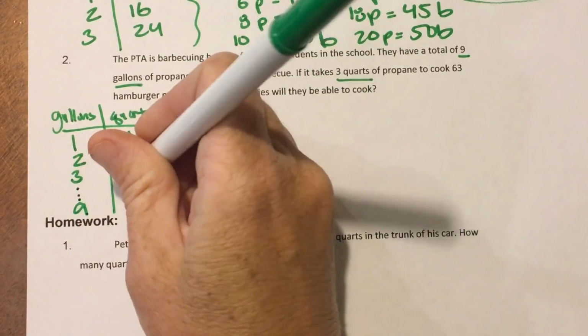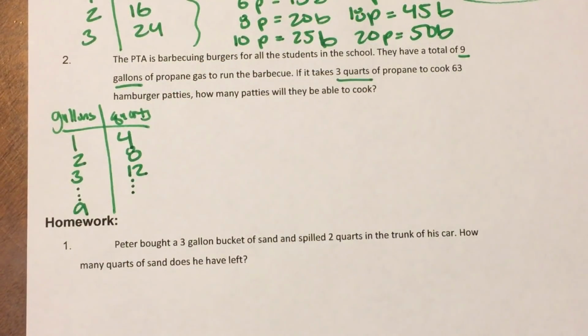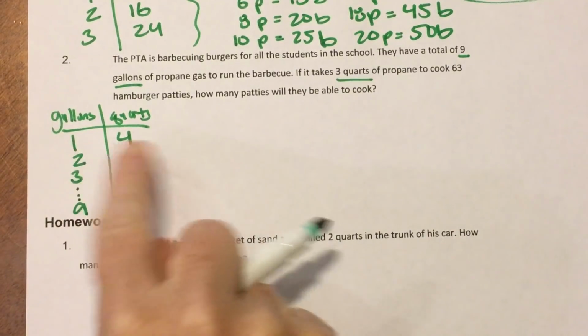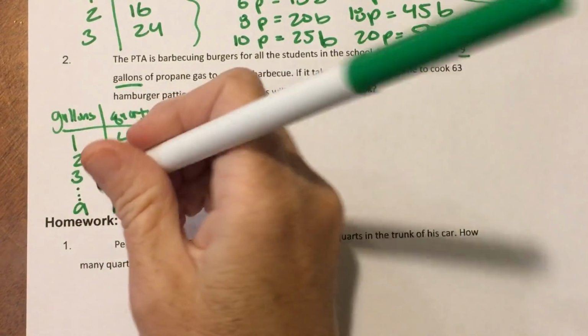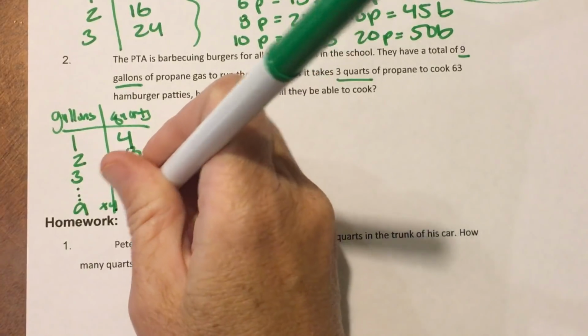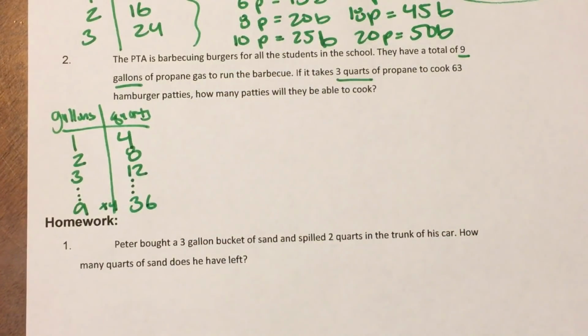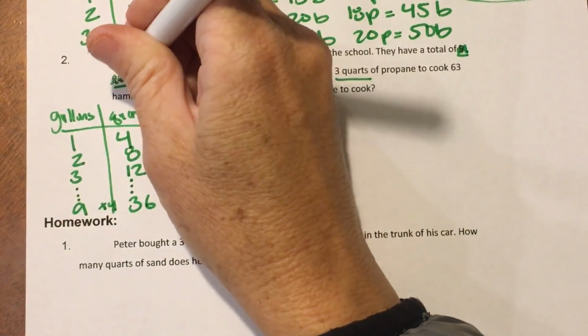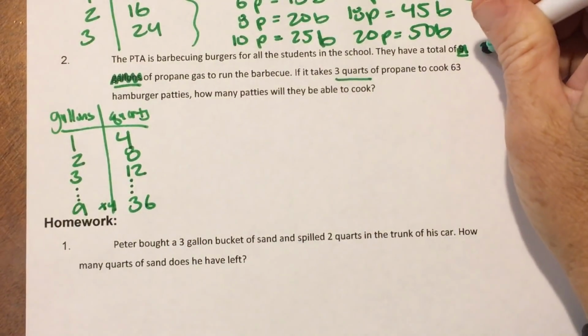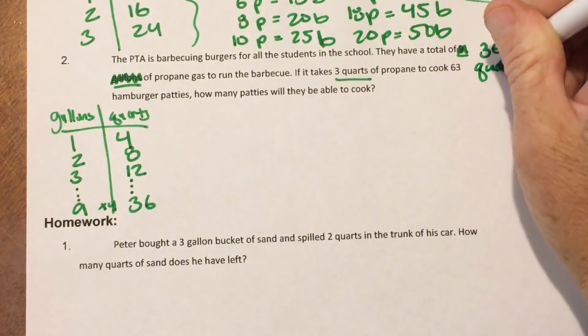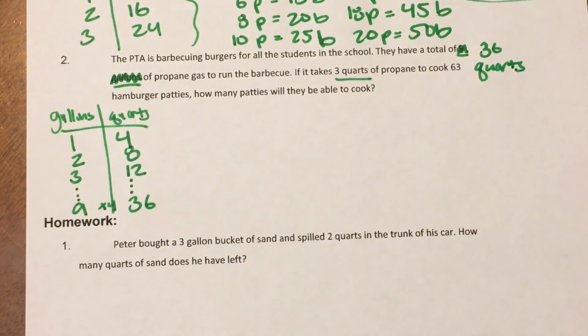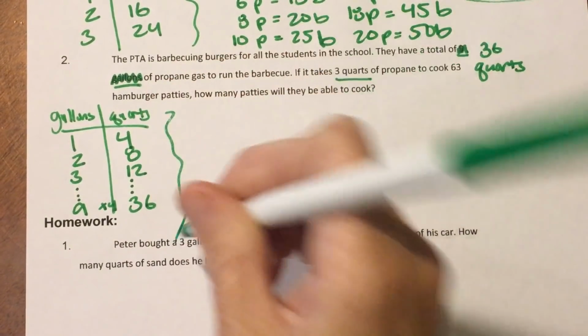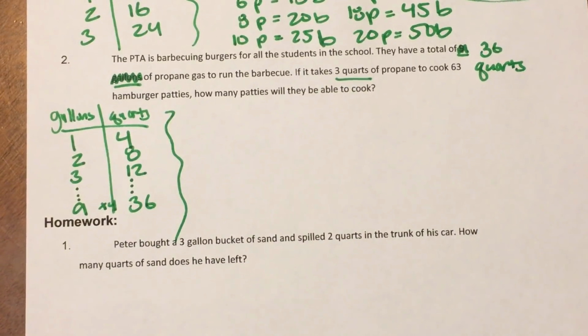Can we skip ahead? So what's the pattern? Hopefully you see the pattern is times 4. So I'm saying 9 gallons is 36 quarts. So I'm going to cross this off on my notes. Okay, and now that's half my problem. Half my problem is make all the measurements match.